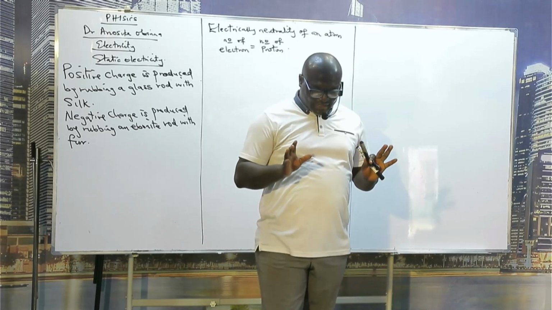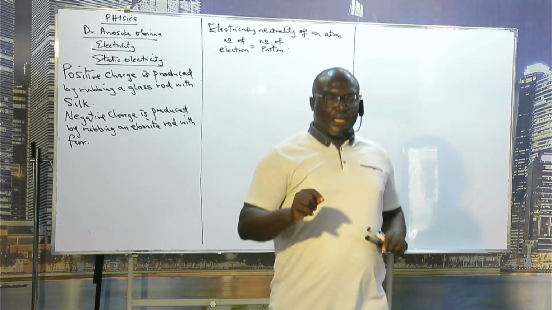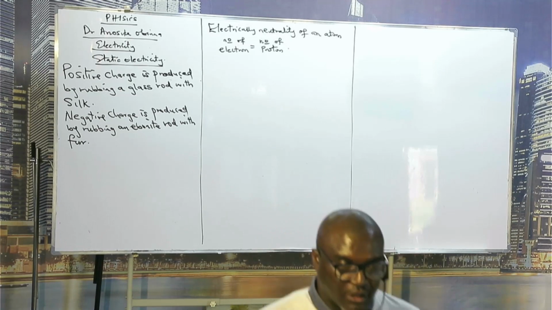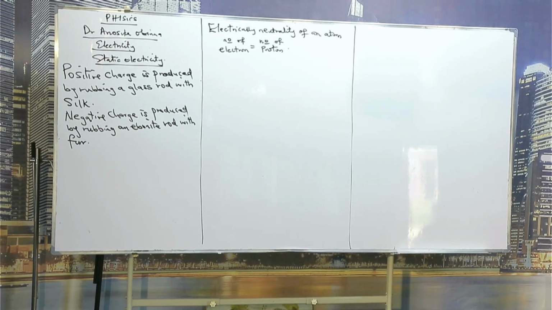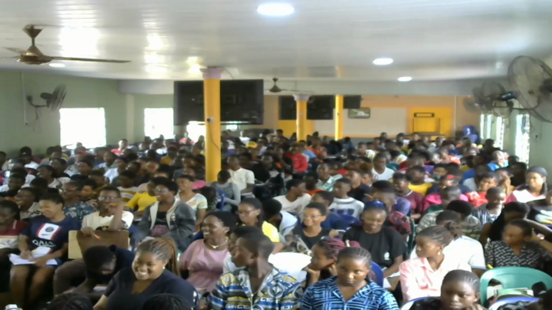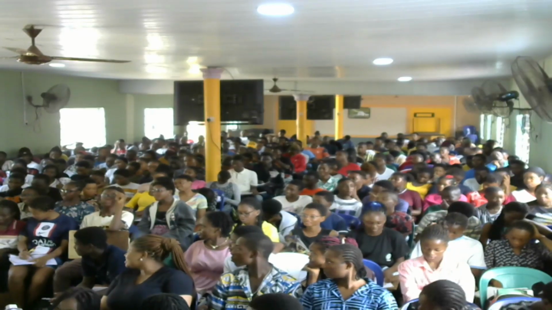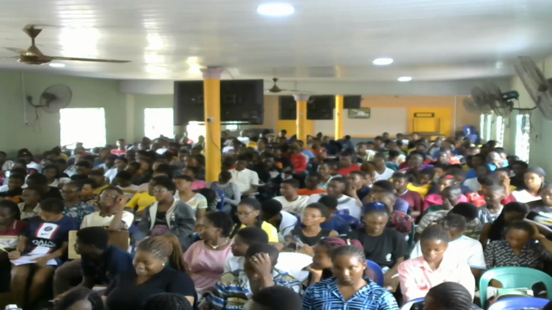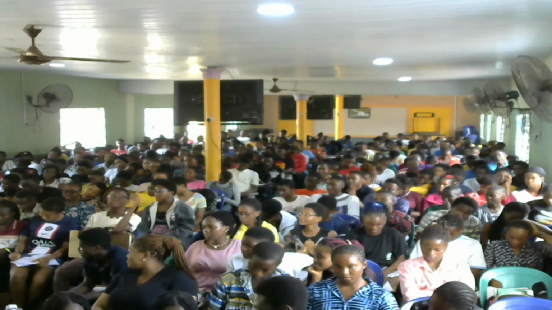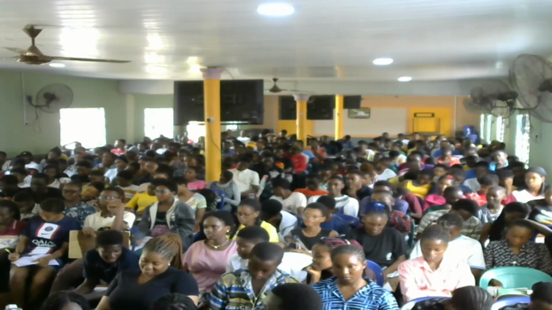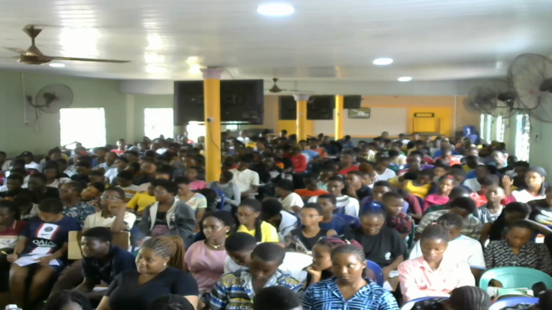Explaining how charges form, we have the law of charges. The law of charges says that unlike charges attract, while like charges repel. You know why you are sitting between these two girls? Do you know why? Because they are the unlike charges. Unlike charges attract, while like charges repel. That is the law of charges.